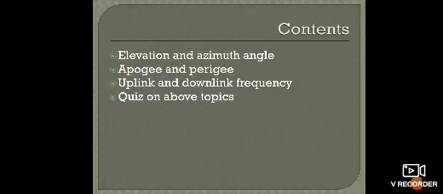It is very clear. What is an elevation, what is an azimuth, what is an apogee, what is a perigee, and what is an uplink and a downlink of satellite communication.